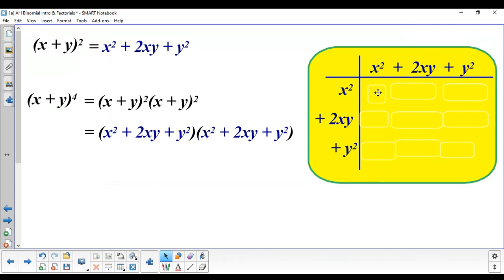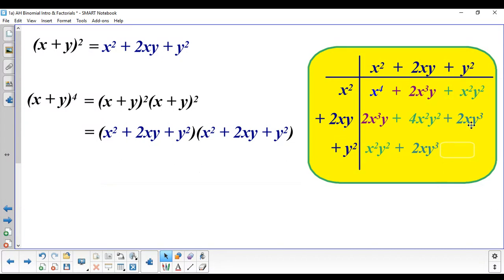So x^2 times x^2 is x^4. And if you times this by 2xy, you get 2x^3y. And 2xy times x^2 is 2x^3y. 2xy times 2xy gives you 4x^2y^2. 2xy times y^2 gives you 2xy^3. And then y^2 times x^2 gives x^2y^2, y^2 times 2xy, you get 2xy^3, and y^2 times y^2, you get y^4.